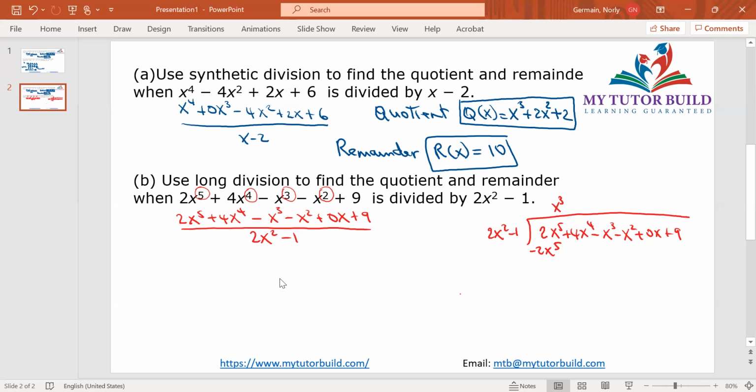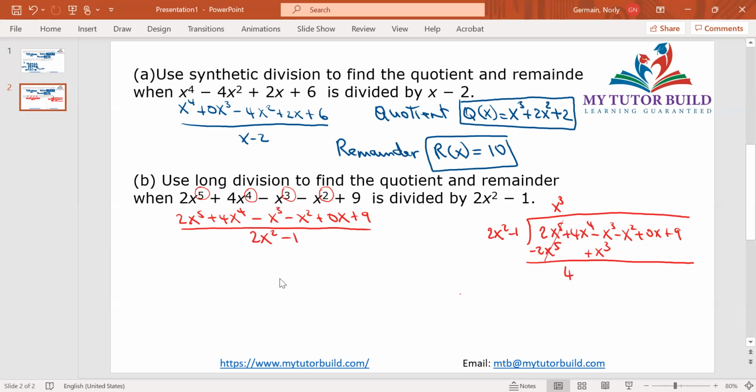But even though we want to cancel out one term at a time, in the divisor we have two terms. We cannot only multiply x cubed by 2x squared. We also need to multiply it by negative 1, because we have negative 1 there. So x cubed times negative 1 gives us negative x cubed. Now when we write it down, instead of negative x cubed, we're going to write positive x cubed. Let's do the first division. As you see, the first term is gone.